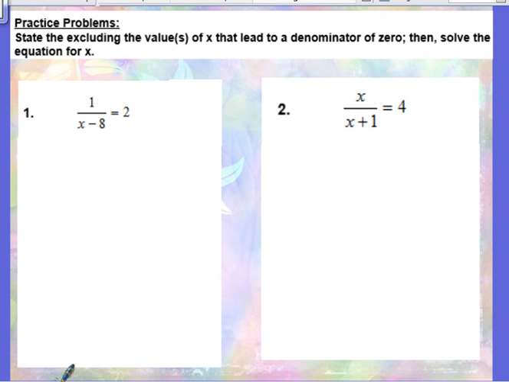At the bottom of your page, it's your turn. You're going to try number 1 and number 2. You will state any excluding values right up here, just like we did with the other ones, and then solve. So I'm going to ask that you pause the video, do the work on your own, and then when you press play, the answers will pop up. So please pause.